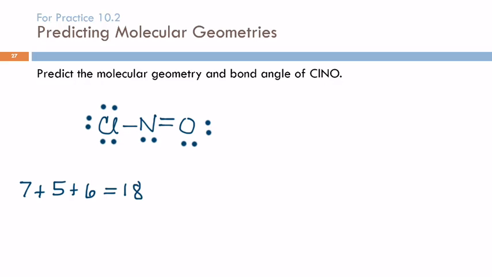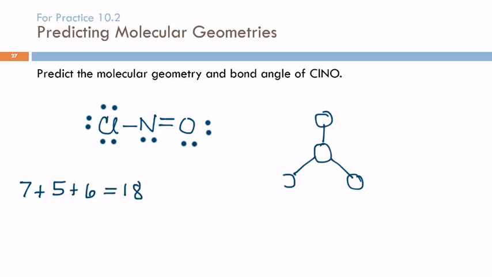3 groups. How do 3 groups arrange themselves? Think about balloons. What would they do? They'd make a flat triangle, right? Call that trigonal planar. Planar is the fancy word for flat.